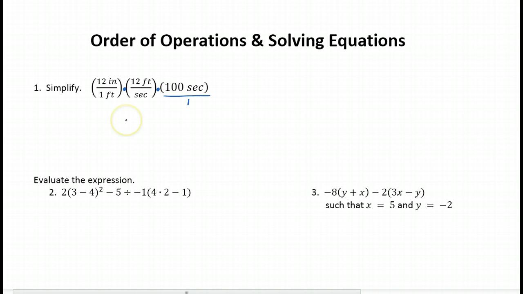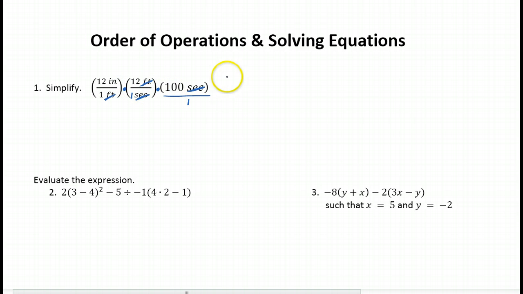Well, before I multiply that out, I like to see if anything will cancel. See if my life can get a little bit easier. Well, I see a foot on the bottom and a foot on the top, so those get to cancel. It just says seconds here, but we know that's 1 second. So I have seconds on the bottom and seconds on the top. So that just leaves me with 12 inches times 12 times 100.